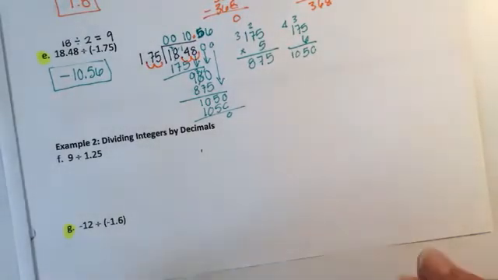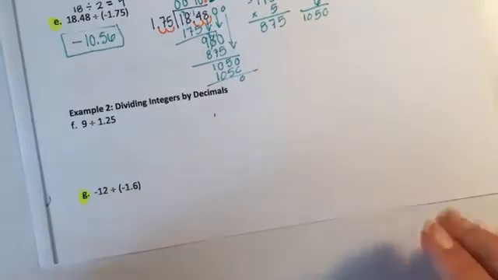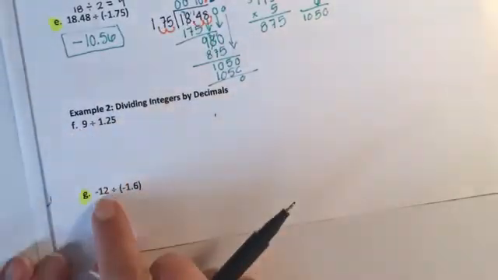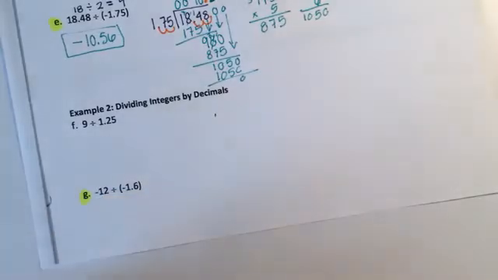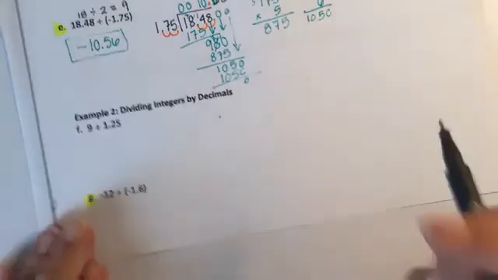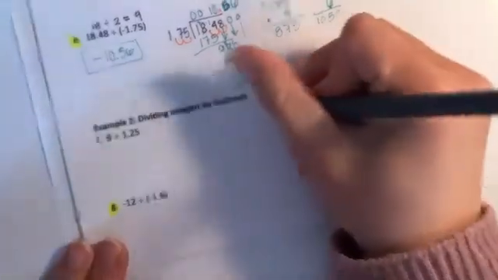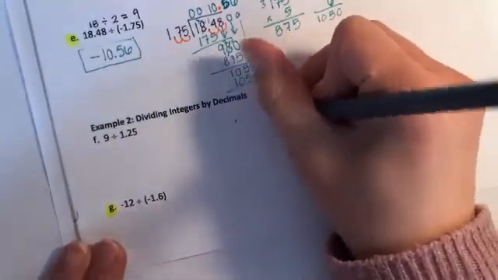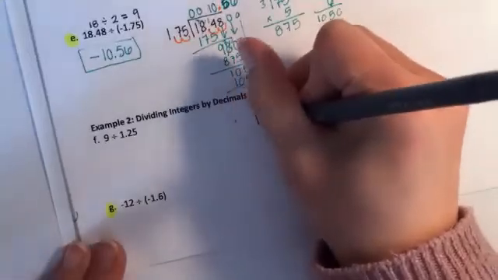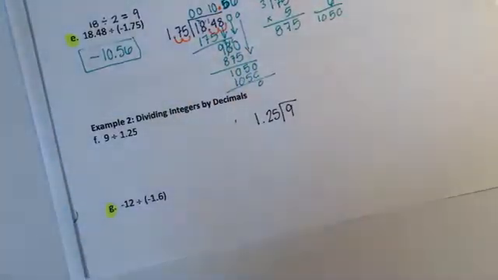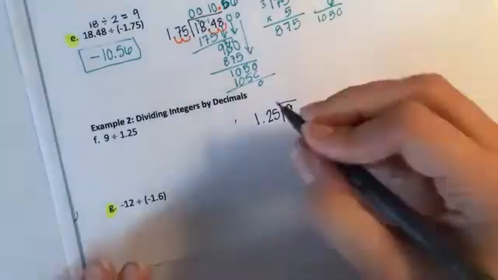Okay. So the next section is dividing integers by decimals. An integer is just a positive or negative whole number. And so we need to take a whole number and divide it by a decimal. So we put that number on the inside. So that's a 9. 9 divided by 1.25. We have to move 2 places.